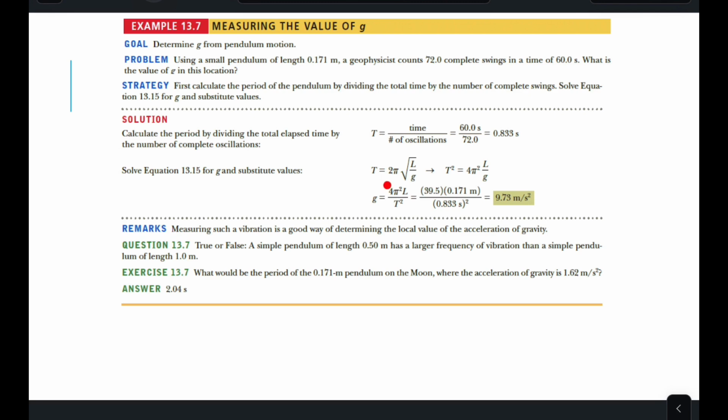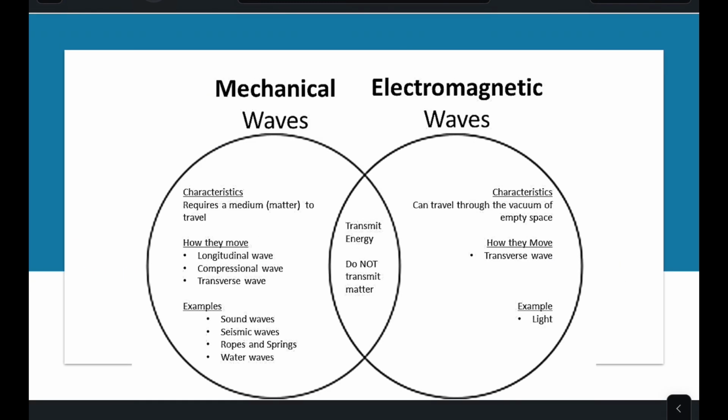Then to find g, we are going to use the formula of the period, which is 2 pi square root of L over g. Rearrange the equation to solve for g, and substitute all the information given. We have g as 9.7 meters per second squared. So, homework for exercise 13.7.